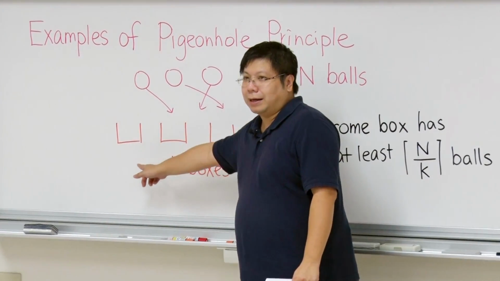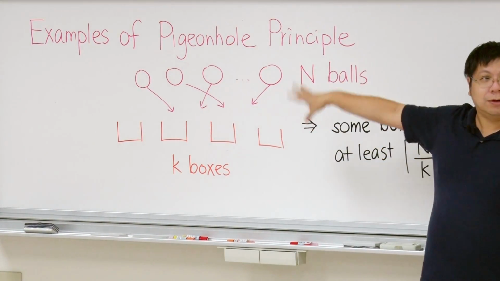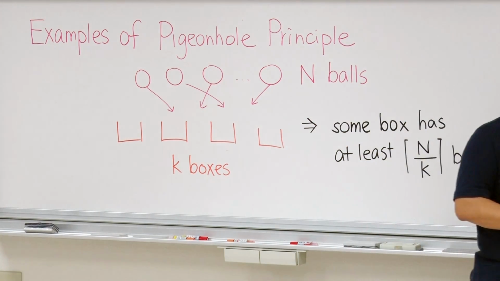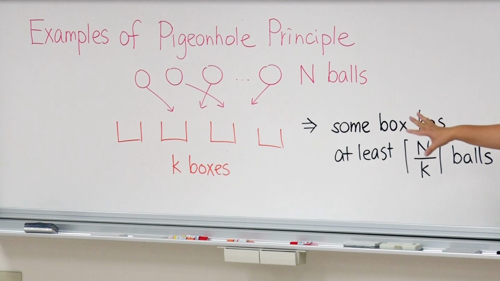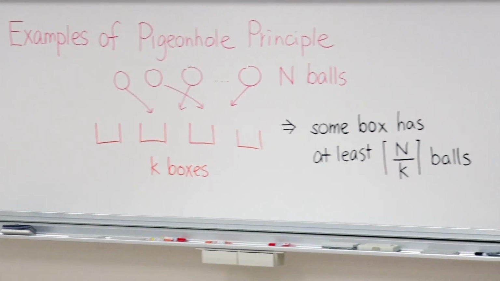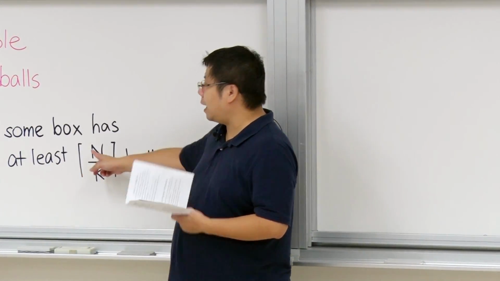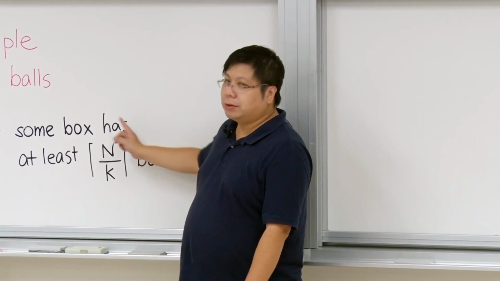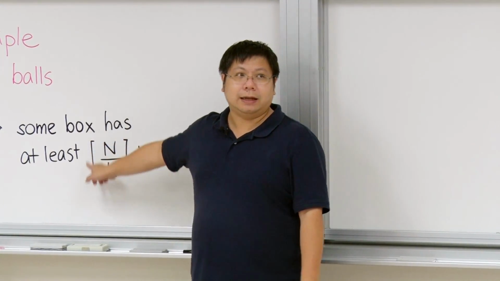We assume that there are k boxes and there are n balls. These n balls are going to be distributed into these k boxes, so none of the balls will be left outside. The pigeonhole principle says that in any scenario of the distribution, there must be at least one box that contains at least so many balls. The number is determined by the average n over k, taking the ceiling.